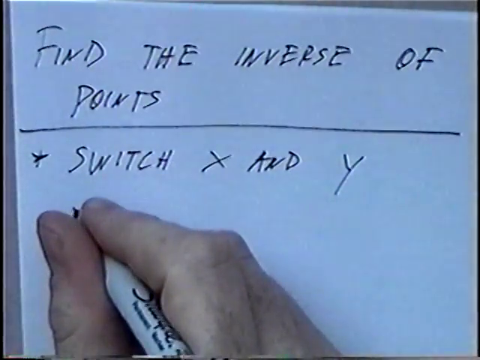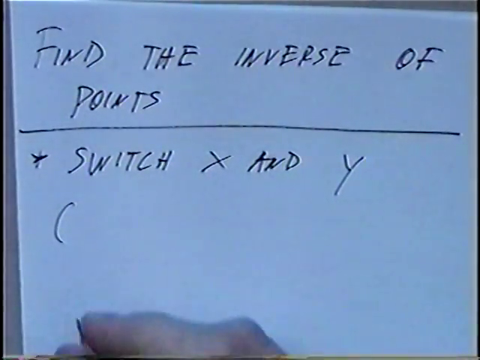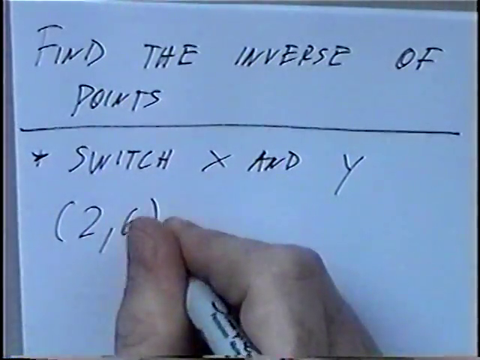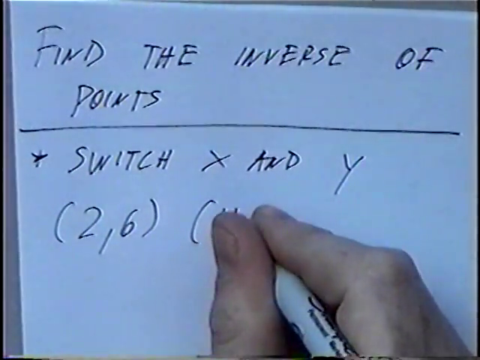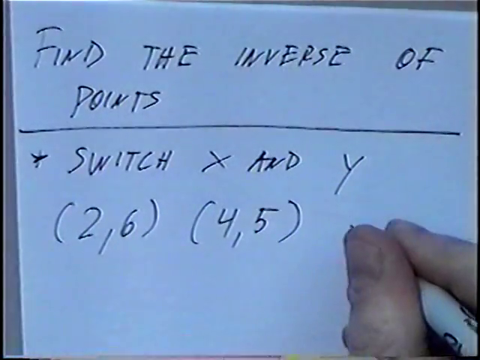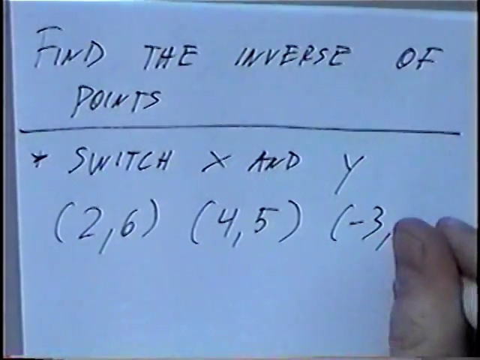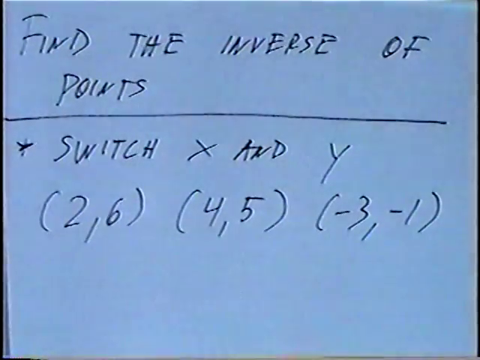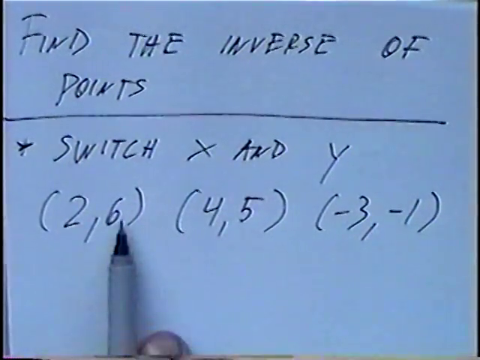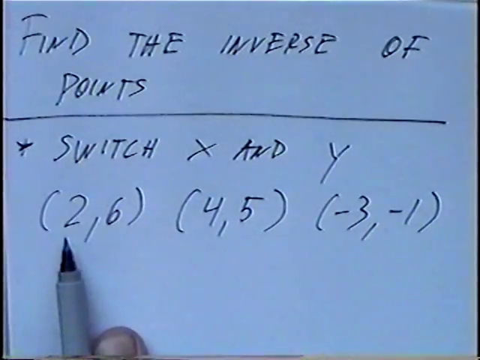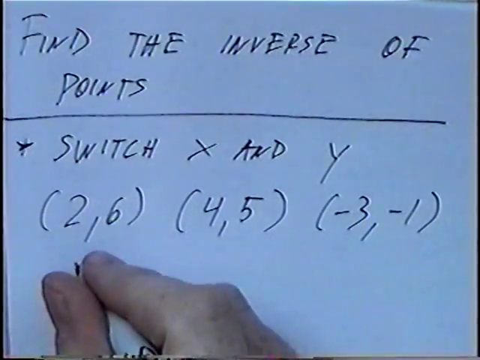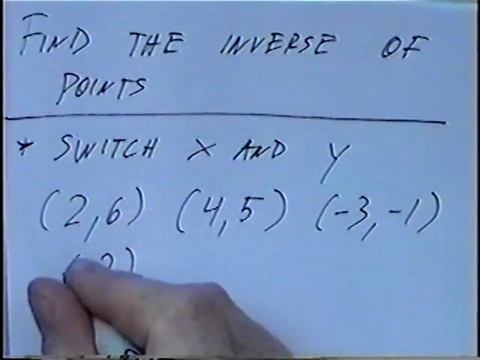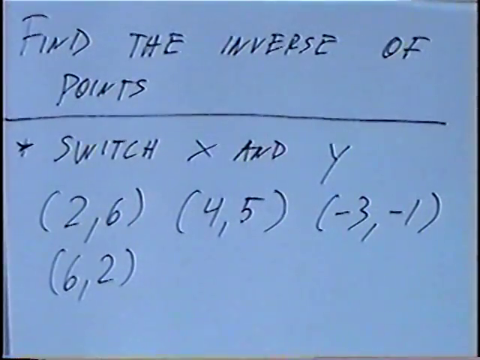First question, and only question for the section: (2, 6). Next point, (4, 5). And last point, (-3, -1). Taking these 3 points, we can find the inverse by switching the x and the y. So the first point, (2, 6), the inverse by switching them around would be (6, 2).